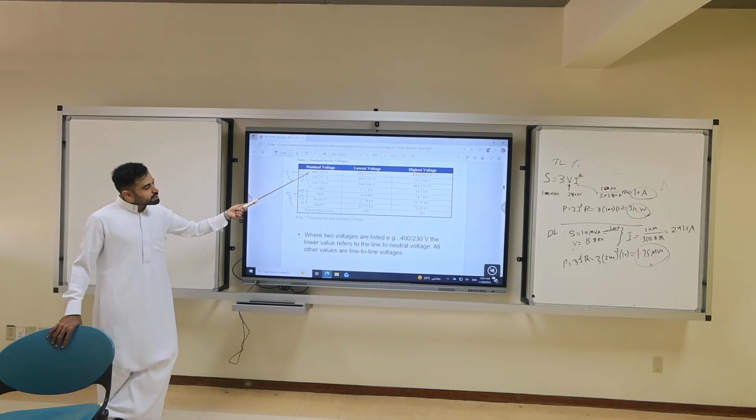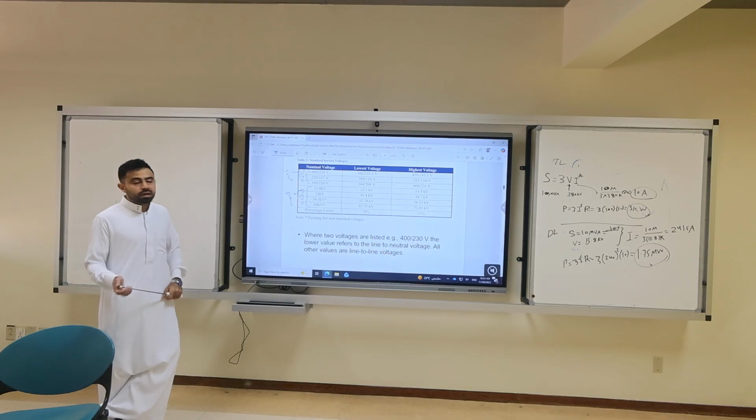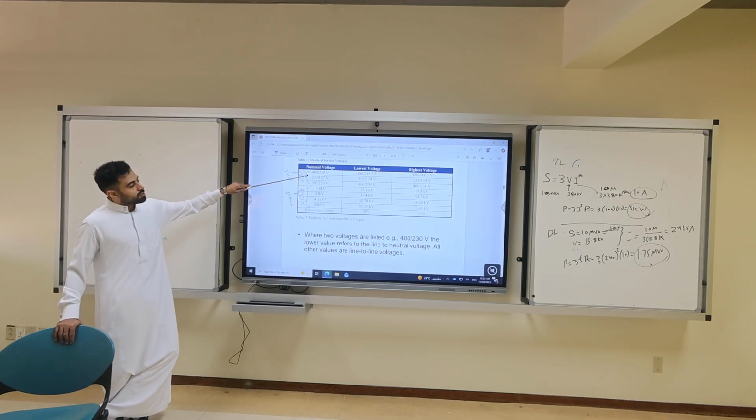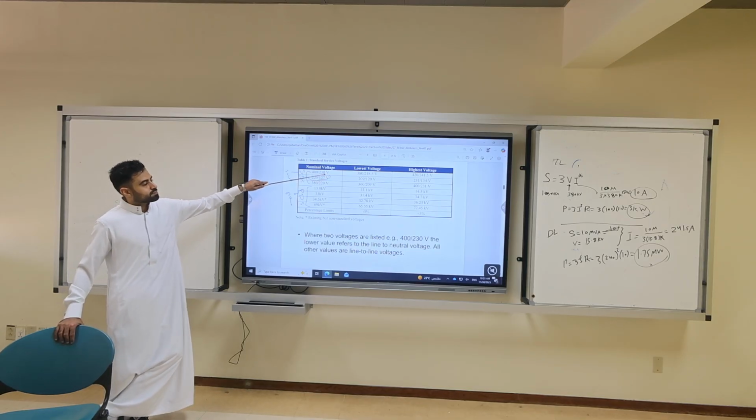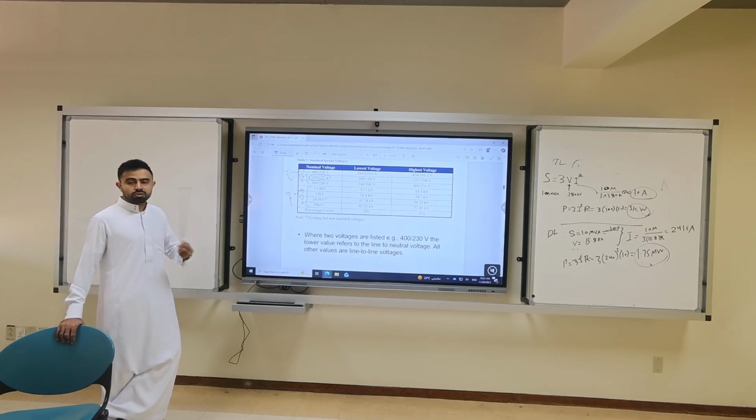It's three-phase, right? So the value on the left is line to line. The value on the right is line to neutral. If you divide 400 by square root of 3, you get this. Divide this by square root of 3, you get that. Clear? The most common one is 200 for the homes. 400 and 380 are for industrial or commercial loads.